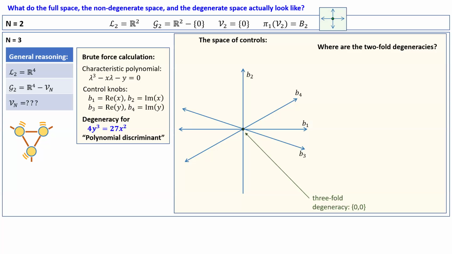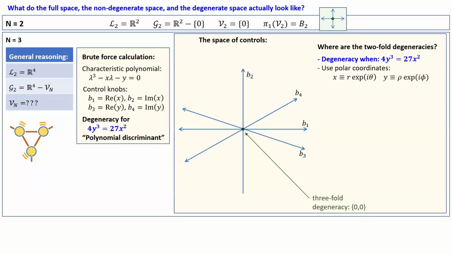So where are they? Here's something that I learned in the course of doing this. If you want to know whether your polynomial has a degeneracy or not, there's a very straightforward relationship that its coefficients have to satisfy called the polynomial discriminant. For a third-order polynomial, if the coefficients y and x stand in this relationship to each other, you have a double root, maybe even a triple root. Okay, there's a nice article about this on Wikipedia. And so where then do x and y stand in this relationship in this space here?